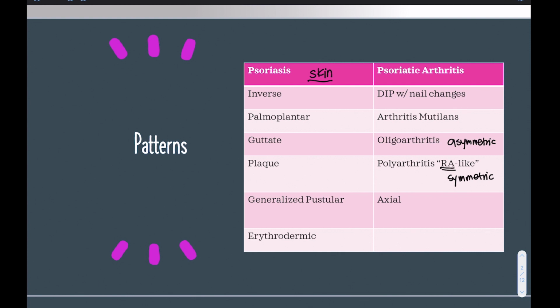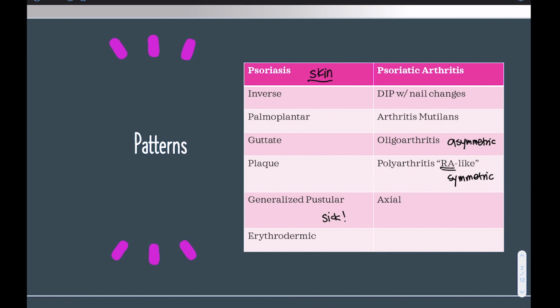Also, there's the guttate psoriasis, and patients with generalized pustular psoriasis will appear very sick with generalized symptoms like fever, chills, fatigue, weakness, and their rash will be very itchy. Erythrodermic rash involves most of the body surface area, like more than 90% of it.